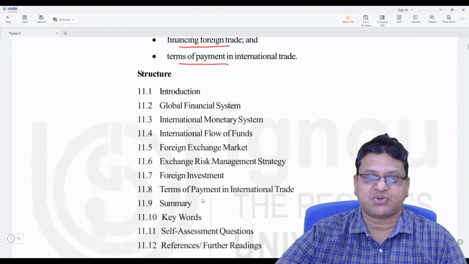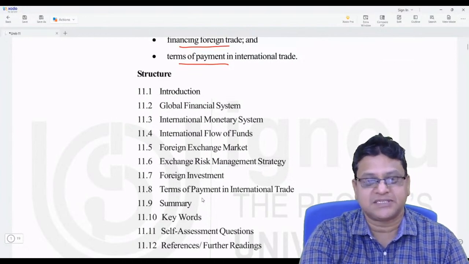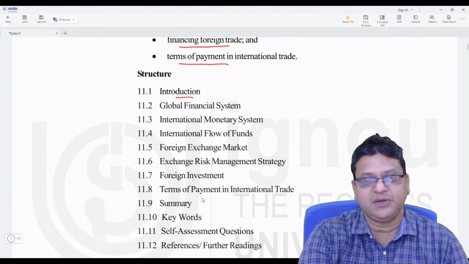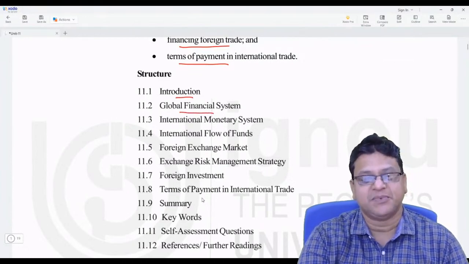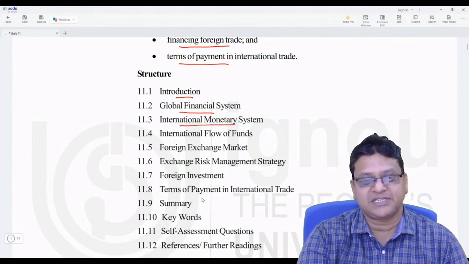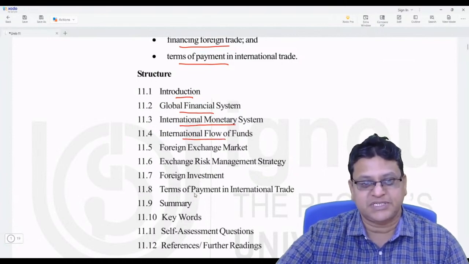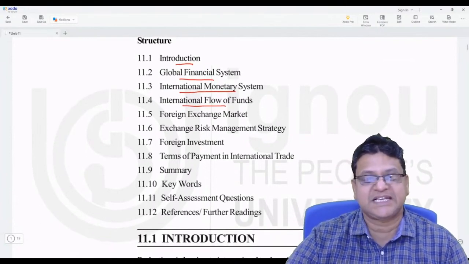So what will be the structure of our discussion? First, I will give an introduction to international finance. Then we will discuss the global financial system. Next, we will discuss the international monetary system. Next, we will discuss the international flow of funds. Next, we will discuss the foreign exchange market.